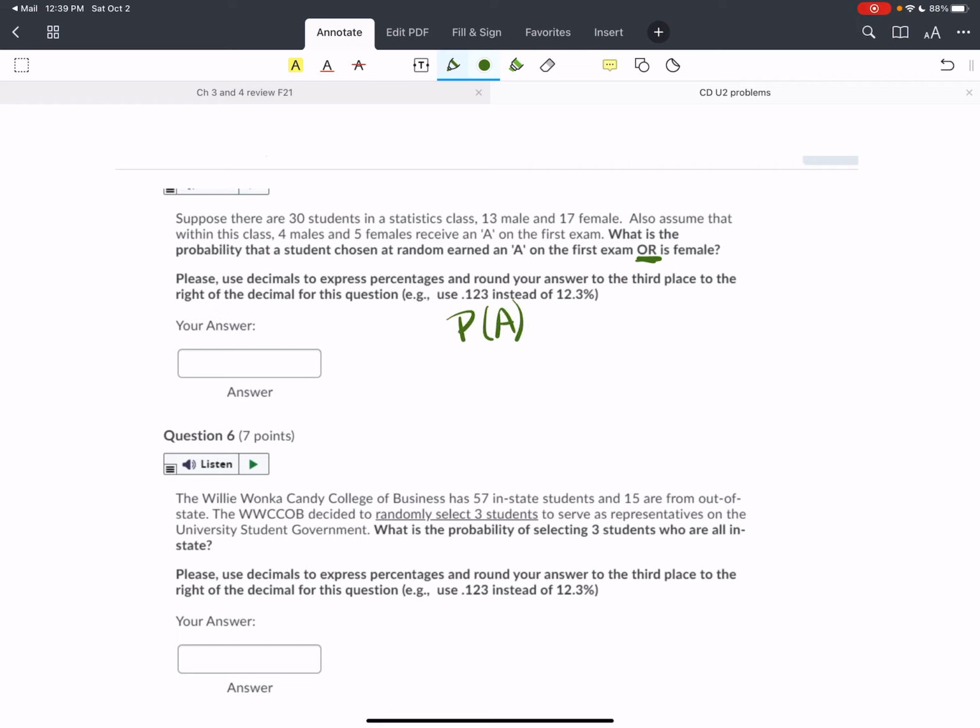So here what we have to do is find the probability that a student makes an A on the exam. We're going to add that to the probability that the student randomly selected is female. But then to get rid of the overlap, we have to subtract out the probability that the student was both female and made an A on the exam. Now, remember, we're taking this out of a total class of 30. So all of my probabilities for these classical probabilities are out of 30 total students.